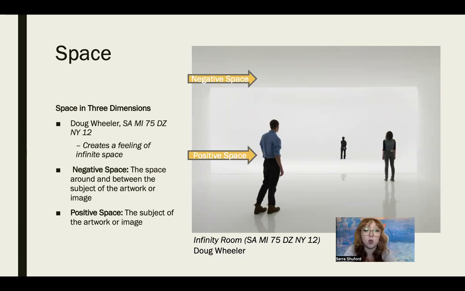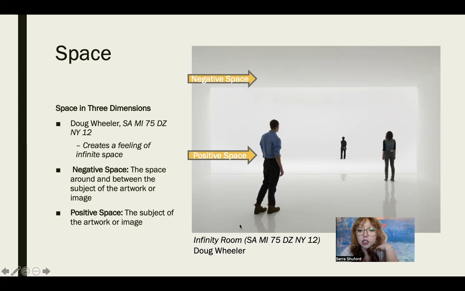Negative space is the space around and between the subjects of the artwork or of the image. And positive space is the subject of the artwork or the image. So this is a little bit of an unconventional piece, which is why I showed it, because it's something that's hard to understand, being as it's not a conventional artwork.